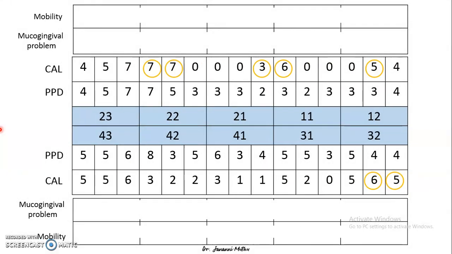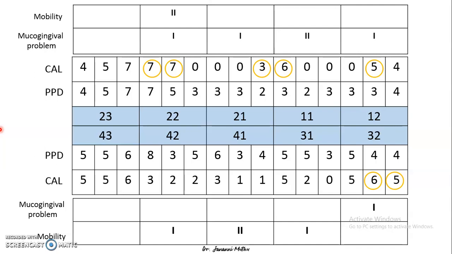Now, moving on to the next section of the chart called mucogingival problem. Here, as an undergraduate student, you are supposed to write the class of recession. So, whichever tooth presents with recession, write whether it belongs to Miller's class 1, 2, 3 or 4. Here, all the teeth indicated by yellow circles have recession and you mention the class of recession. For example, here the 1 has class 2 recession, whereas rest all teeth have class 1 recession.